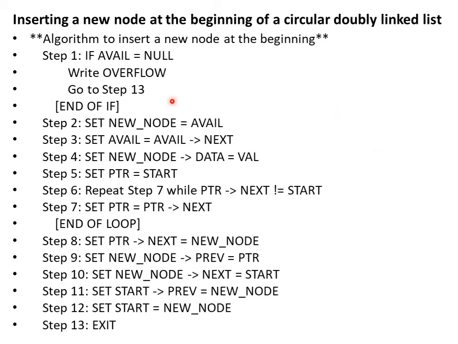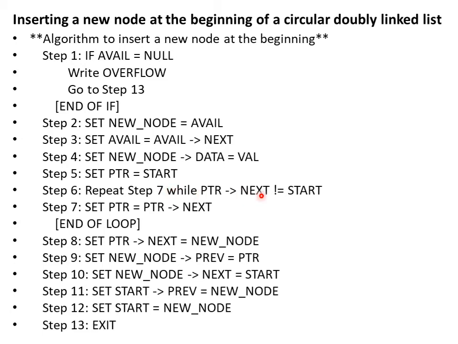Now I am explaining the algorithm for how it has been done in a circular doubly linked list. First, I check if available equals null. If so, it is overflow, and go to step 13, that means it will exit. If it is false, then I set a new node and make it available. Then available equals available of next. After that, new node data equals the value. That means I am inserting a value into the new node. Then I am setting pointer to start.